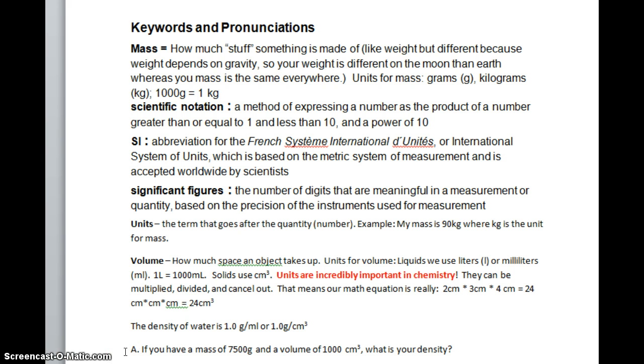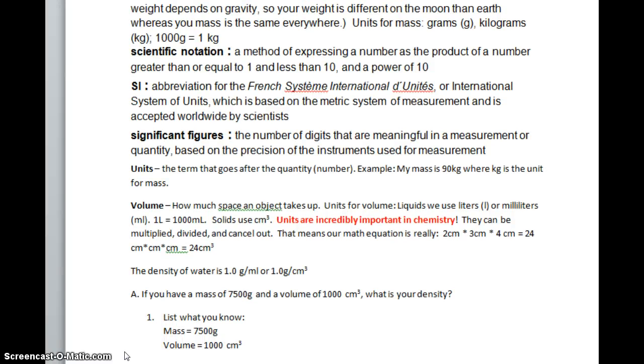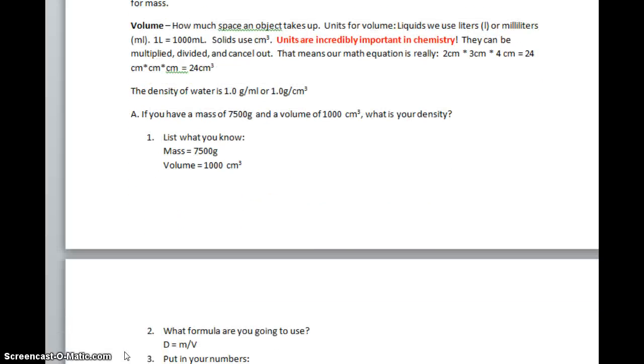If you have a mass of 7,500 grams and a volume of 1,000 cubic centimeters, what is your density? If you feel you can do this, hit the pause button, figure out your answer, and you can check it with mine. First step, always list everything that you know. I know my mass is 7,500 grams, my volume is 1,000 cubic centimeters, and I'm solving for density. So my formula is density equals mass over volume.